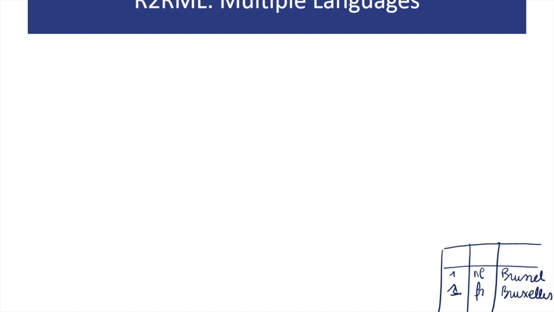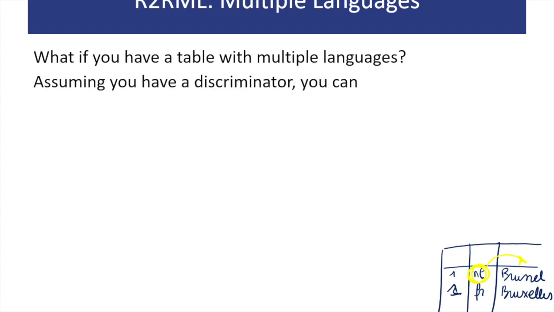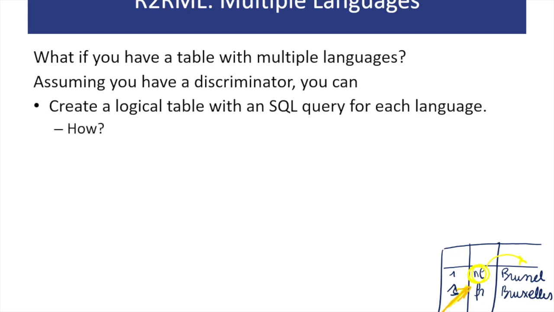Unfortunately, R2RML has, in my opinion, poor support to basically state, well, use this as language tag for that in a dynamic manner. What can you do? Well, if you have a table of multiple languages and you have some sort of discriminator, as you can see here, then you can create a logical table for each of the languages that you have. So you would then state, okay, select all the values for which the language corresponds with NL, and then another triples map for the French values, and so forth and so forth.